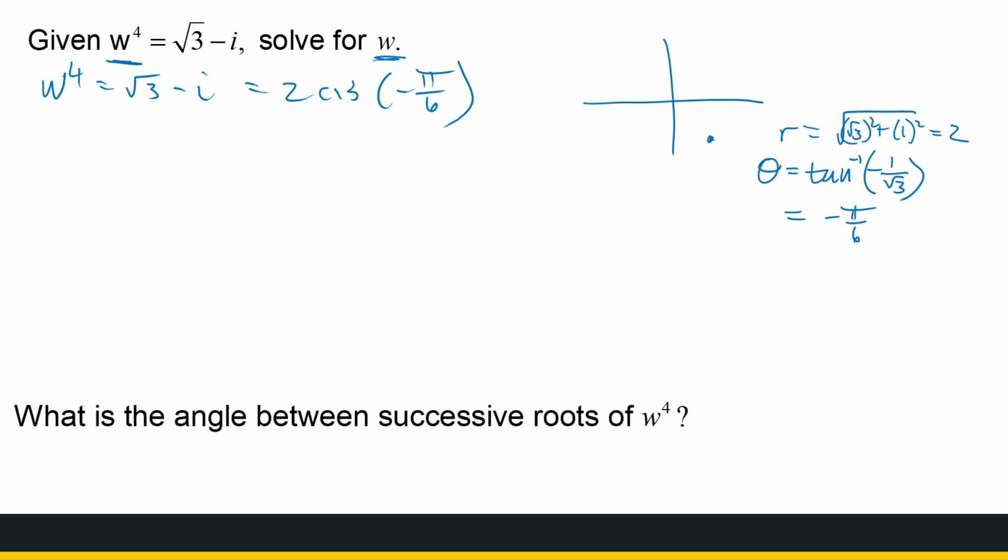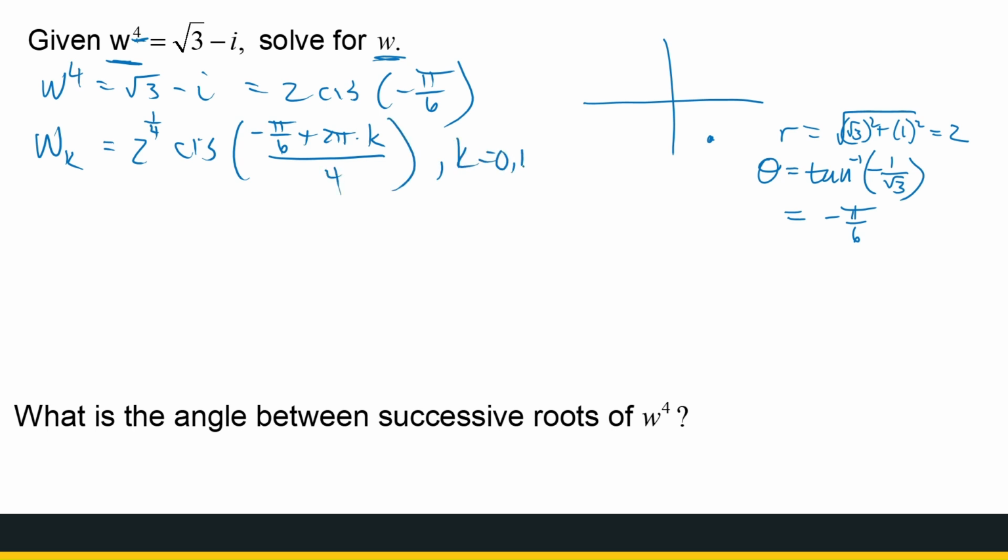And then when we looked at this section, we looked at the formula that we can generate all our solutions with. Wk is 2 to the power 1 over 4. That 4 comes from this exponent. Cis of minus pi over 6 plus 2 pi times k, over 4 from the exponent. And my k values are 0, 1, 2, and 3. And in the section where we looked at that, we saw why we can stop at 3, because when we get to k equal to 4, if we take any further numbers, we're just generating the same complex numbers.